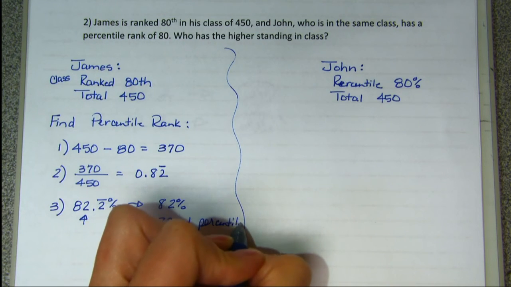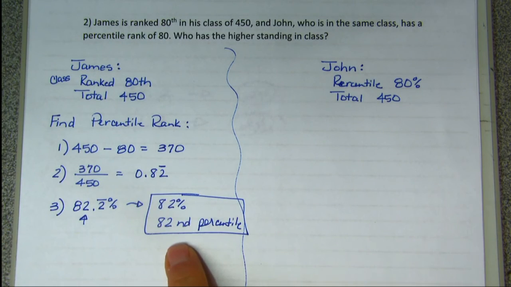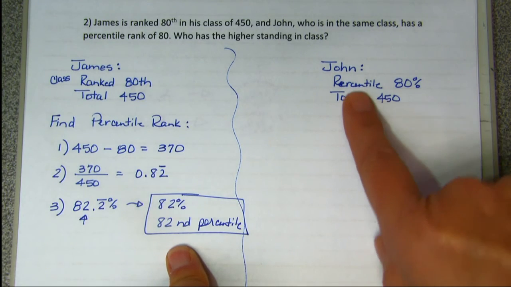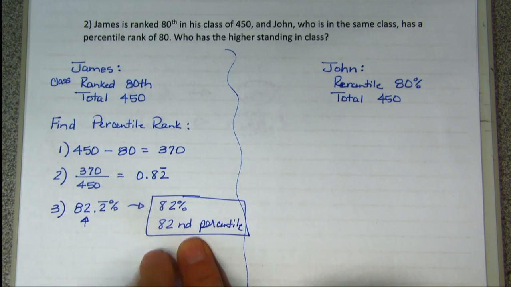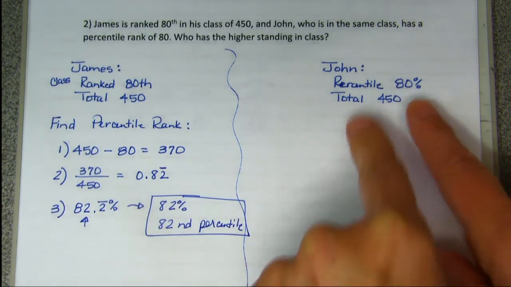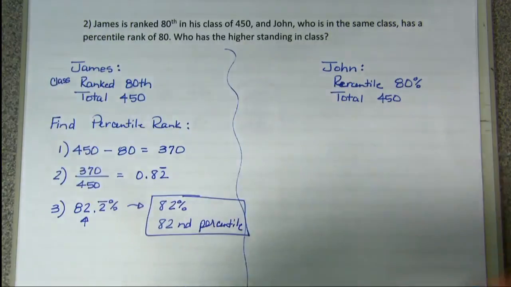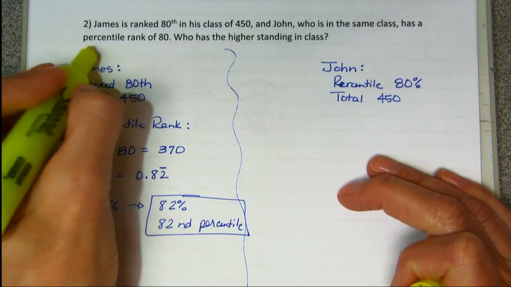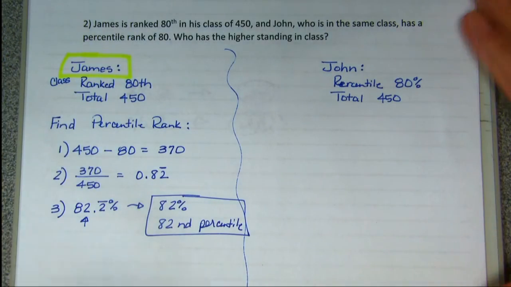Now, once I do that, I can compare James' percentile to John's percentile. This means 82% of the class is at or below James. 80% of the class is at or below John. So that would tell me that James ranks higher.